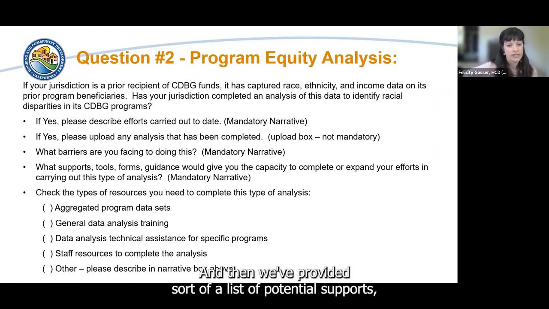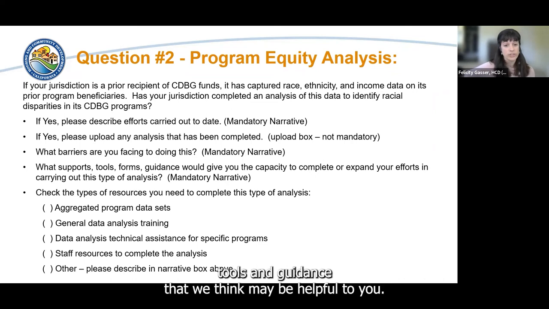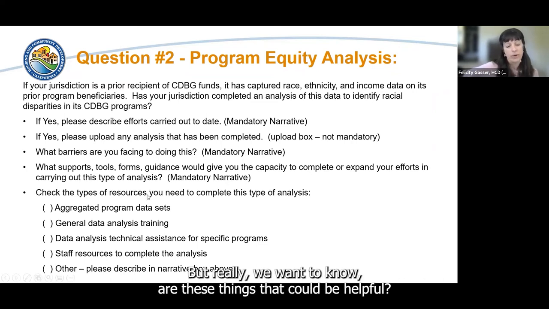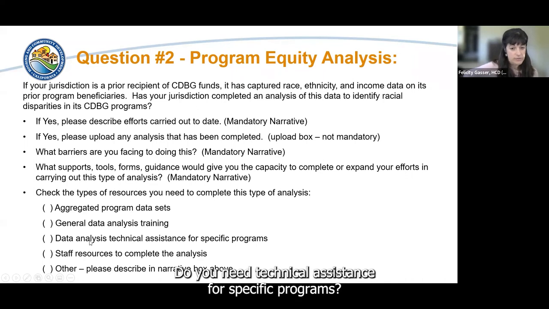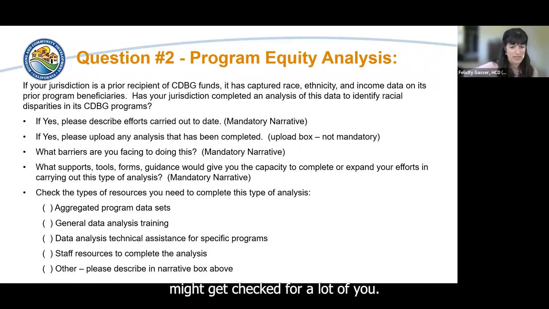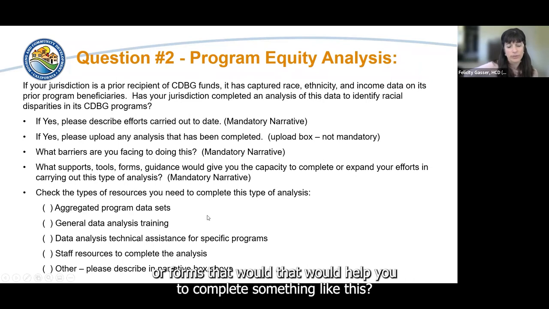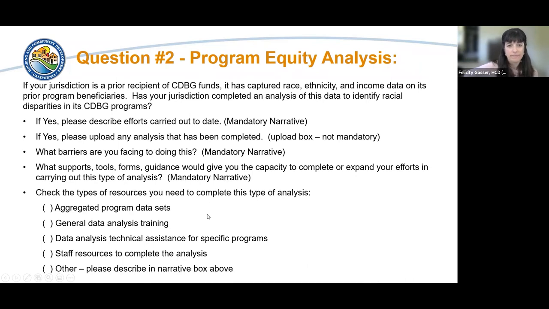And then we've provided a list of potential supports, tools, and guidance that we think may be helpful to you, but we want to know whether these things could be helpful. Do you need data sets? Do you need training on how to do data analysis? Do you need technical assistance for specific programs? Is it just a staffing capacity issue, which I think that box might get checked for a lot of you? Or are there other barriers, other tools, guidance, or forms that would help you complete something like this?